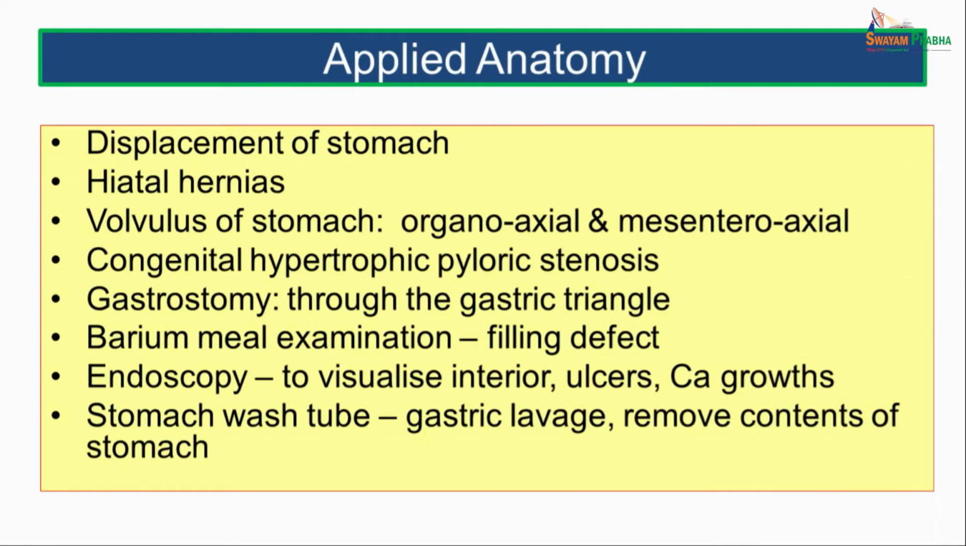Gastrostomy. In cases of esophageal obstruction, this surgery, that is the gastrostomy, is done so that a feeding tube can be introduced into the stomach. The gastrostomy is done through a triangle, that is the gastric triangle. This gastric triangle is bounded by the left lobe of the liver, the left costal margin and the transverse colon. It's a triangular area wherein the stomach directly rests on the anterior abdominal wall.